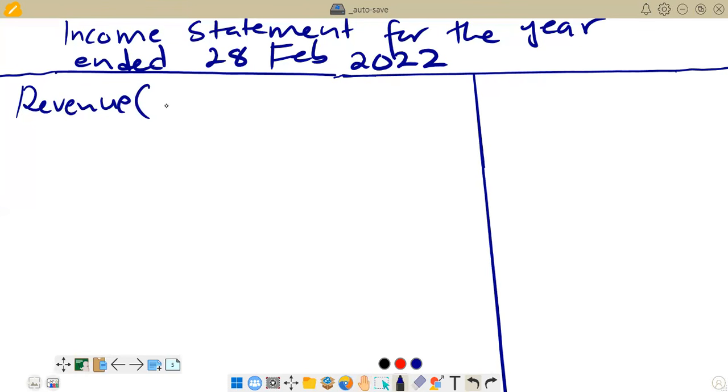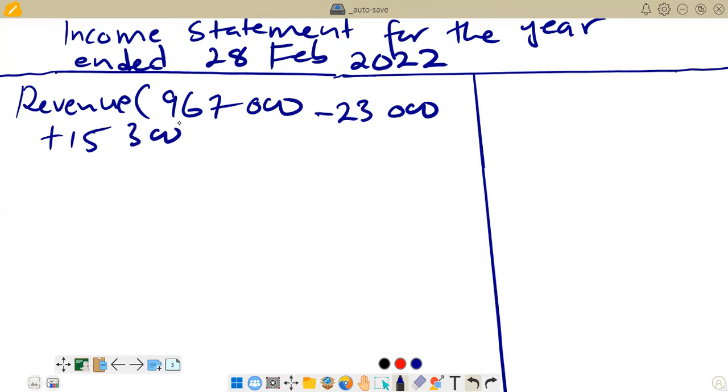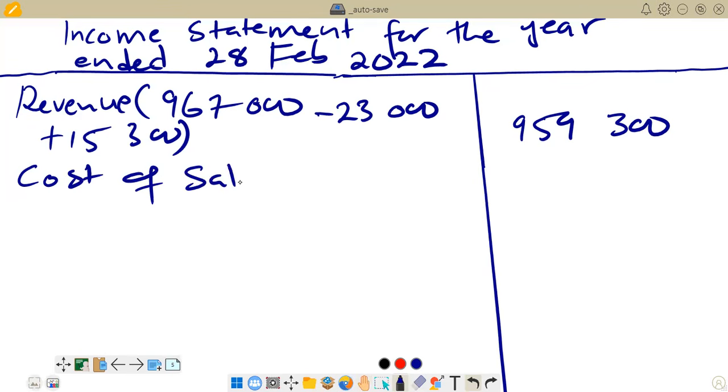Remember, the total figure that we are given there is 967,000. And then we subtracted the debtors allowance figure that we are given, which is 23,000. And we add now, remember, the credit sales that were omitted, 15,300. So that's what we have. And then the figure that we are going to get there is 959,300. So, and remember, after that, we move to the cost of sales. Remember, we are going to subtract this figure to get our gross profit.